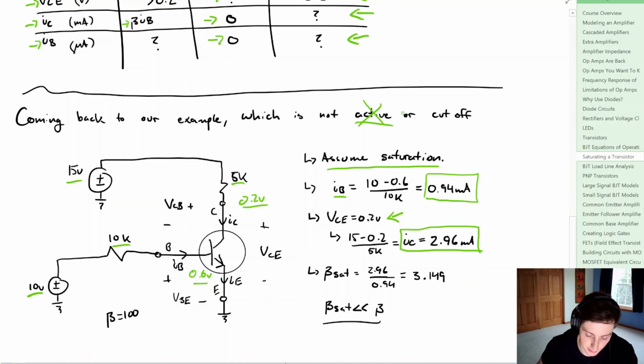Now what we can then do is find the beta or the gain for the saturation, and that's going to be our collector current divided by our base current, or 2.96 milliamps divided by 0.94 milliamps, and that's going to be equal to 3.149. Now what you can notice from this is that the saturation beta or the saturation gain is much, much less than that defined gain that we had.